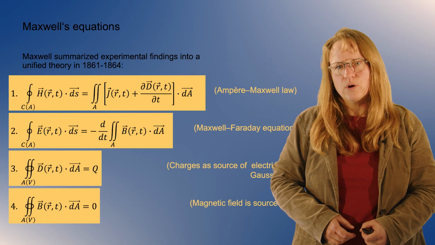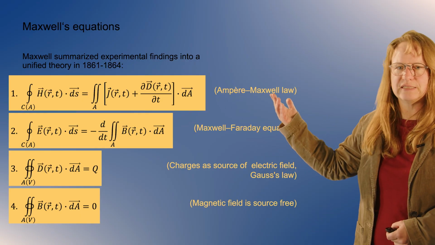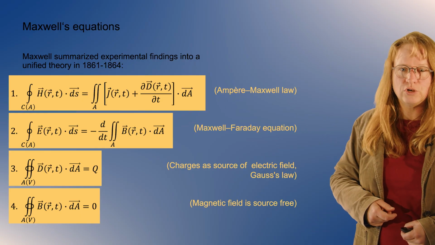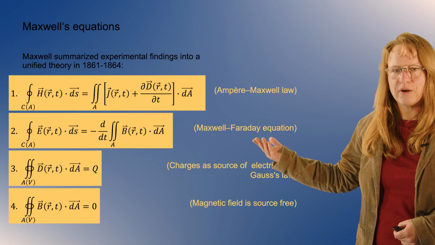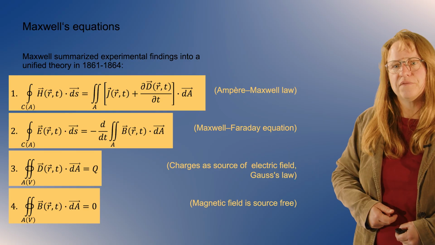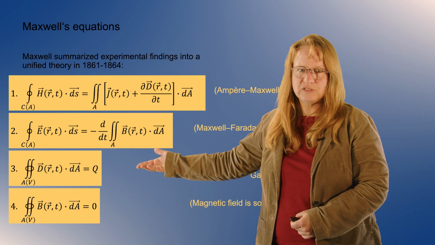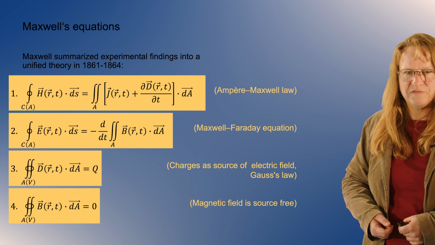So therefore, if we now put the equations together, we have this first Maxwell equation, that is Ampere-Maxwell law, that is based on Ampere's circuital law. We have the second Maxwell equation, that is the Maxwell-Faraday equation, that is based on Faraday's law of induction. The other two Maxwell equations, 3 and 4, relate the sources of the respective fields.